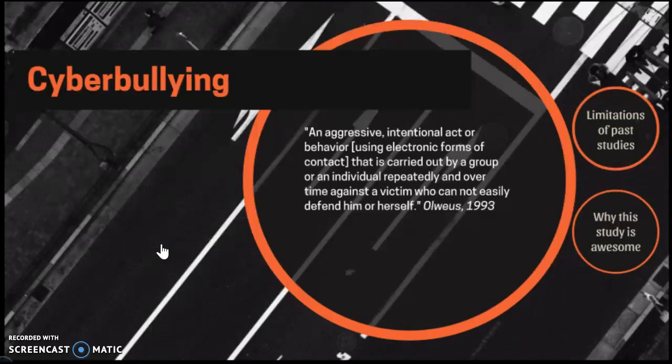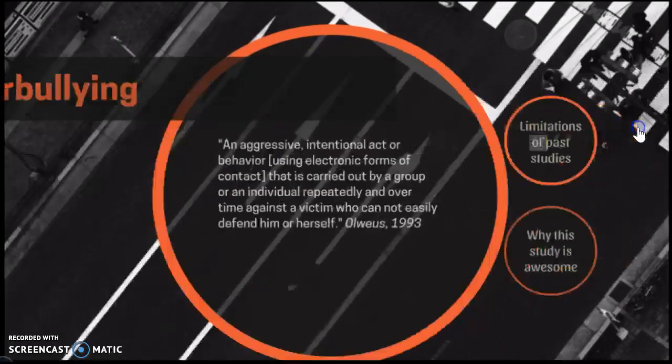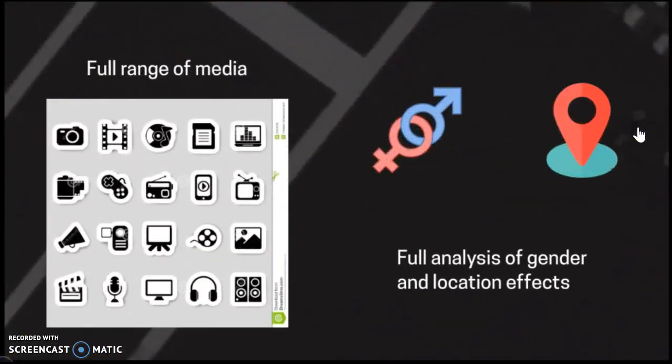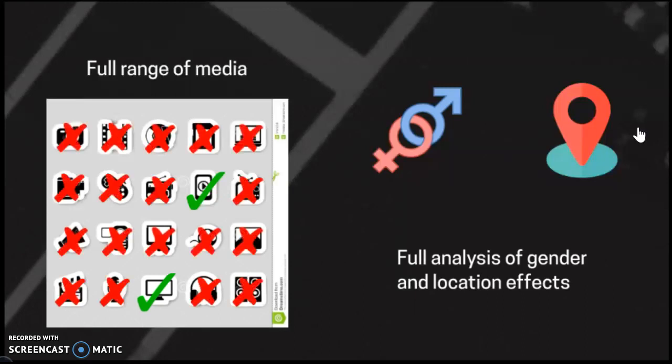In reviewing the past studies that have been done on cyberbullying, Smith recognizes a few limitations, namely a lack of the full range of media being covered. Past studies have focused mainly on text messages and emails, but have completely ignored the rest of the vast range of media that exists. Also, they've lacked a full analysis of gender and location effects on cyberbullying. So Smith set out to do both of those things in this study.